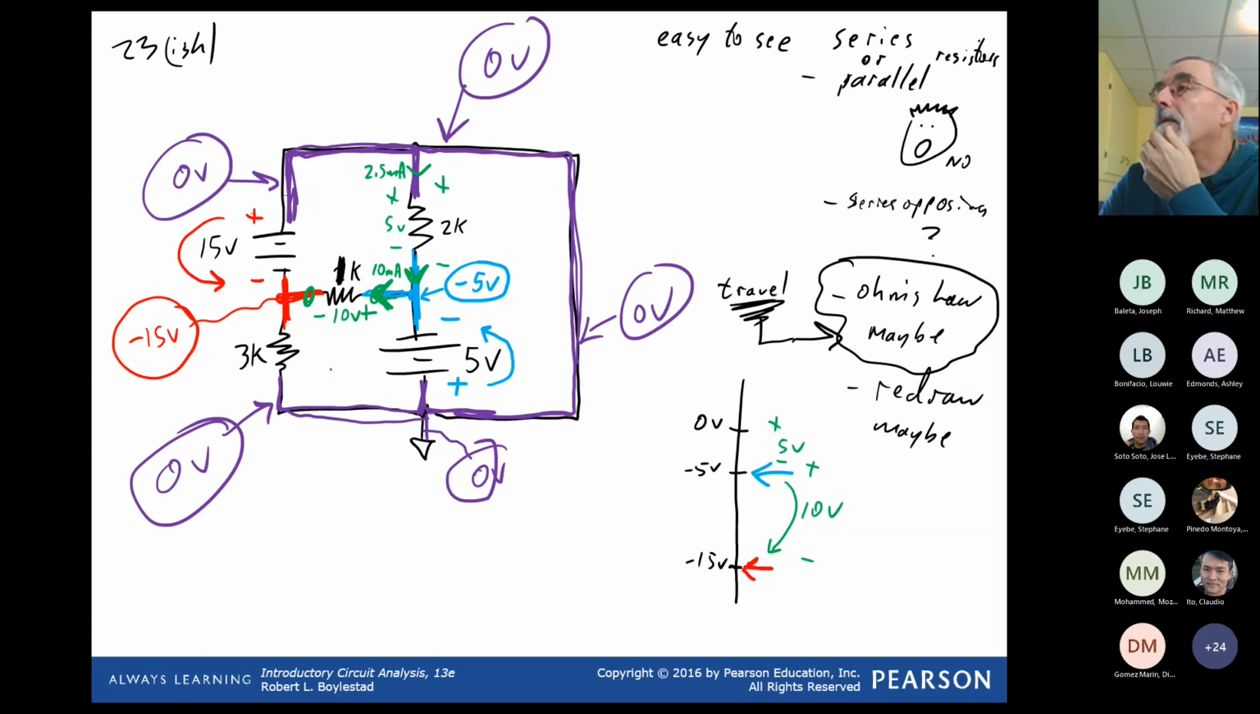Do I know any others? How about the 3K? I've got -15 and 0. So 0 is more positive than the -15 over here. So to drop from 0 to -15, that's a drop of 15 volts. I drop 15 volts. So that is a current of 5 milliamps.